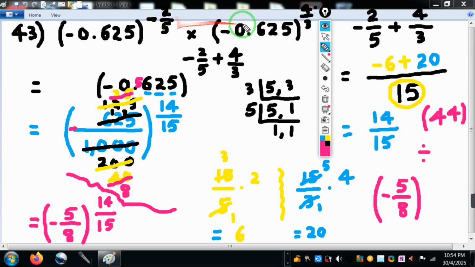Minus 5 over 8. That's for sure. This one, minus 2 over 5 minus 4 over 3 will now give me minus 6 and minus 20. It will be minus 26 over 15. So do you want to do that quick method, the fast method?